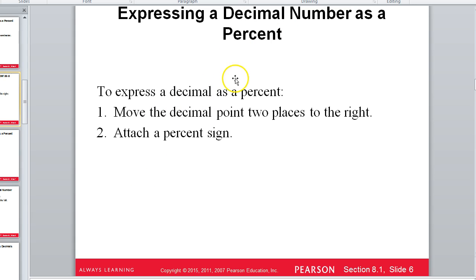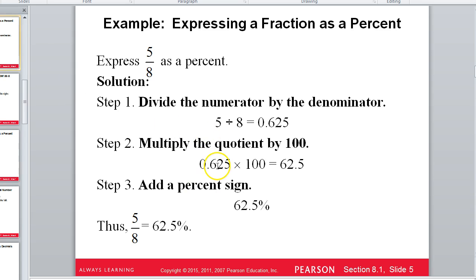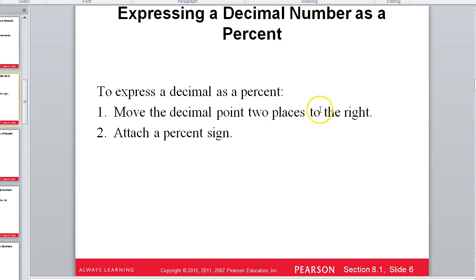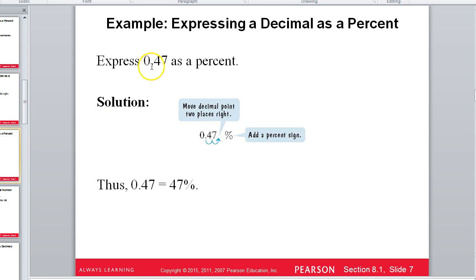And if I want to make a decimal into a percent, I do the same thing basically, except I don't have to do the division. I'm already in decimal form. So it's basically multiplying by 100, but again, it's equivalent to just moving 2 places to the right, and then stick on the percent sign. So 0.47, 2 places to the right, again, that's equivalent to multiplying by 100. Stick on the percent sign, so 47%.